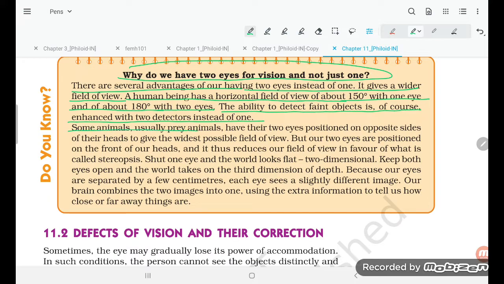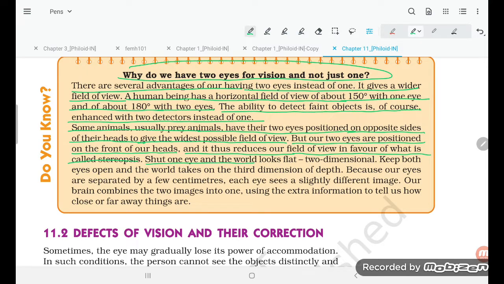Some animals, usually prey animals, have their two eyes positioned on opposite sides of their head to give the widest possible field of view. But our two eyes are positioned on the front of our head, and it thus reduces our field of view in favor of what is called stereopsis.